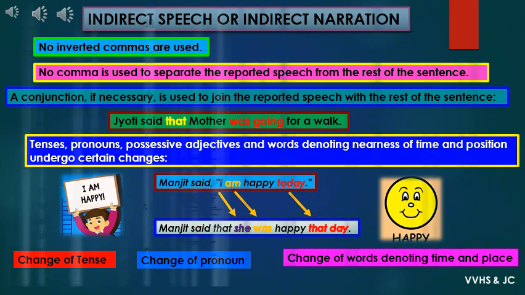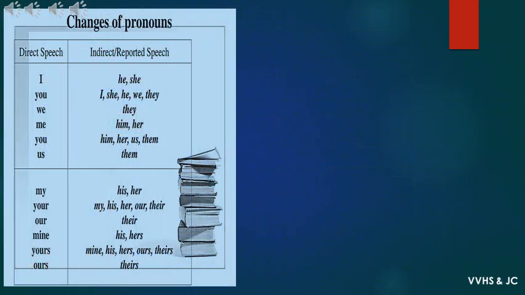Now let's understand rules for change of pronouns and possessive adjectives. While changing from direct to indirect speech, pronouns and possessive adjectives undergo following changes. Now look at the table carefully. Pronouns like I will be he or she in the indirect speech. You will be I, she, he, we, they in the indirect speech according to the sentence. We will be they. Me will be him or her. You will be him, her, us or them.